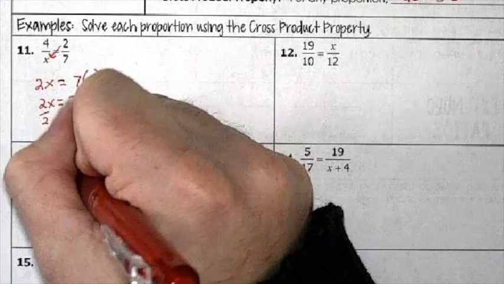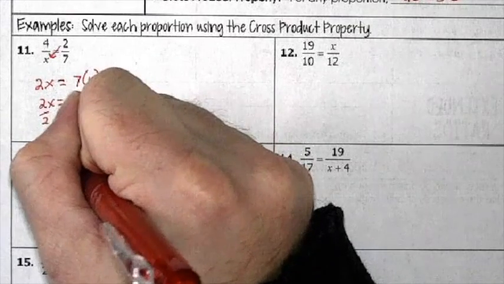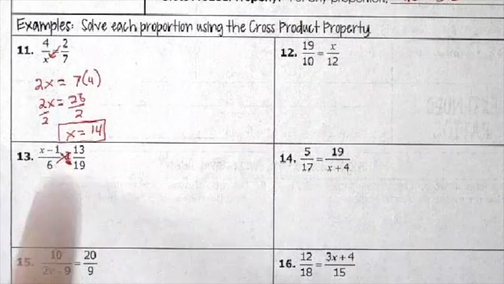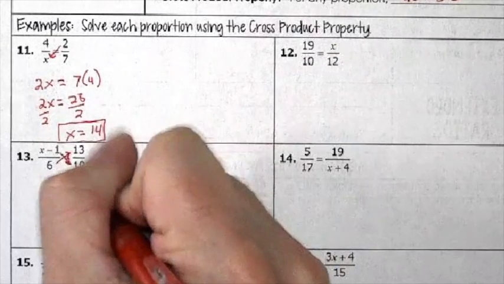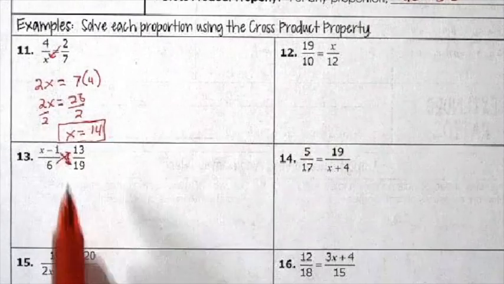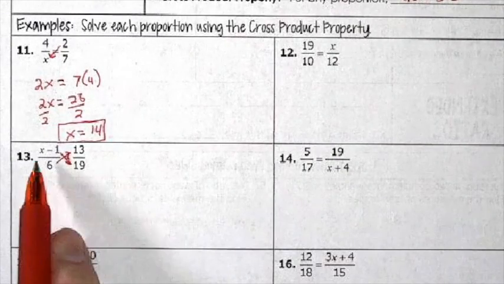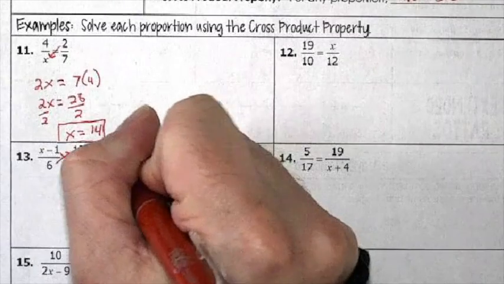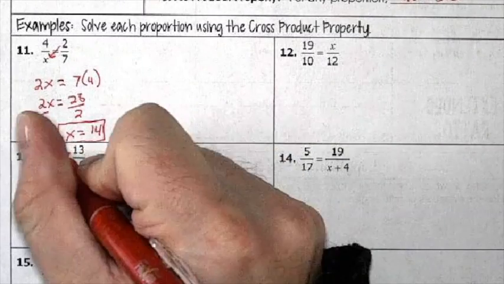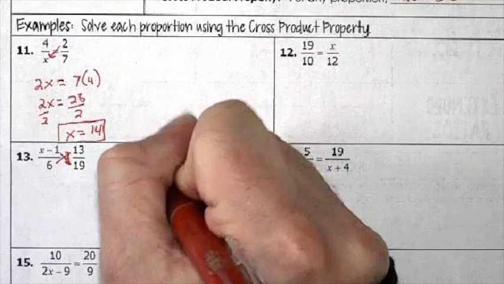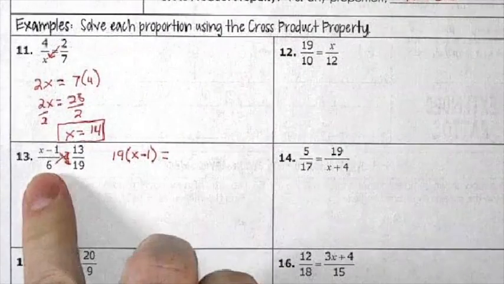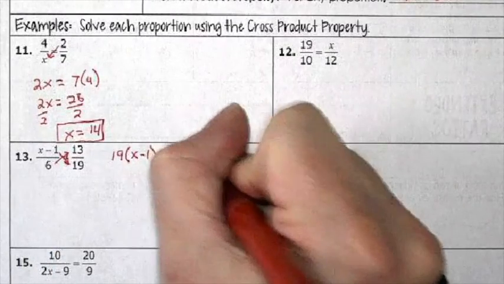I'm still going to cross multiply, except when I cross multiply 9 times the x minus 1, the 19 times x minus 1, I need to multiply the 19 by everything that's with the x. So the way we can write that down is 19 and then put x minus 1 in parentheses, like that. And that's going to equal 6 times 13.